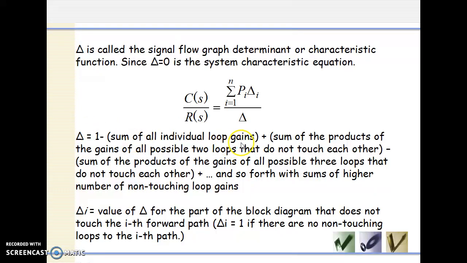individual loop gains, plus the sum of the products of the gains of all possible two loops that do not touch each other, minus the sum of the products of the gains of all possible three loops that do not touch each other, plus the fourth, minus the fifth, and so on. Now, delta i is the value of delta for the part of the block diagram that does not touch the ith forward path. Delta i is considered to be 1 if there are no non-touching loops to the ith path.